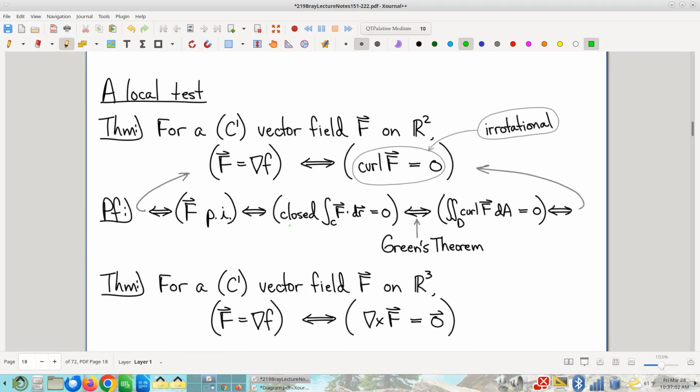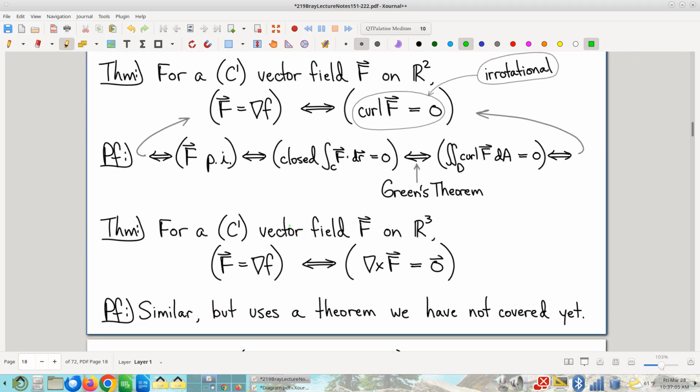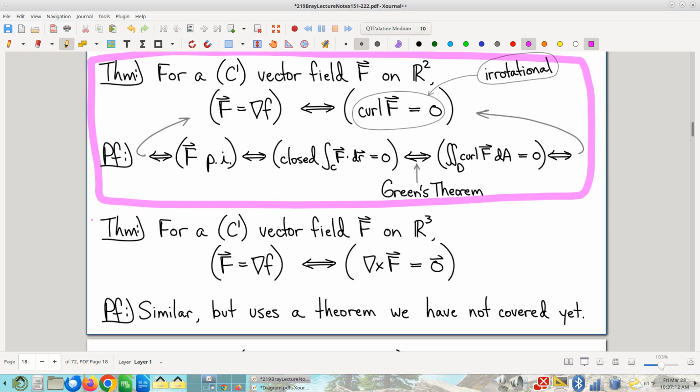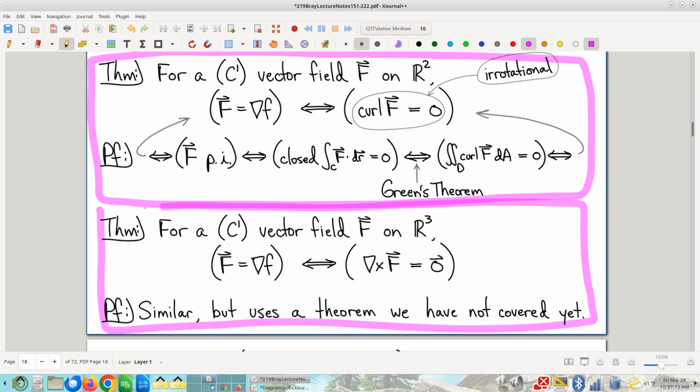Okay. Let's see here. There is a very similar test in 3 dimensions. Here's our test in 2 dimensions. There's a corresponding test in 3 dimensions. In the same way that in 2 dimensions, now in 3 dimensions, if you want to know if you have a gradient, the way that you test that is there is an operator that you look at to see if it's 0. It's a very, very similar test. The only difference is that it's a slightly different operator.